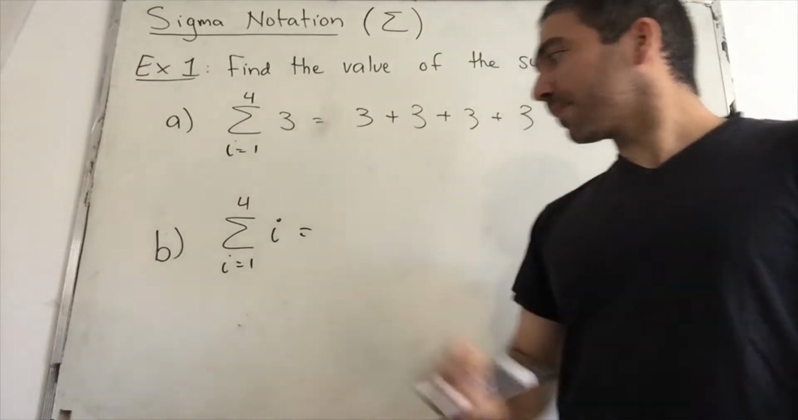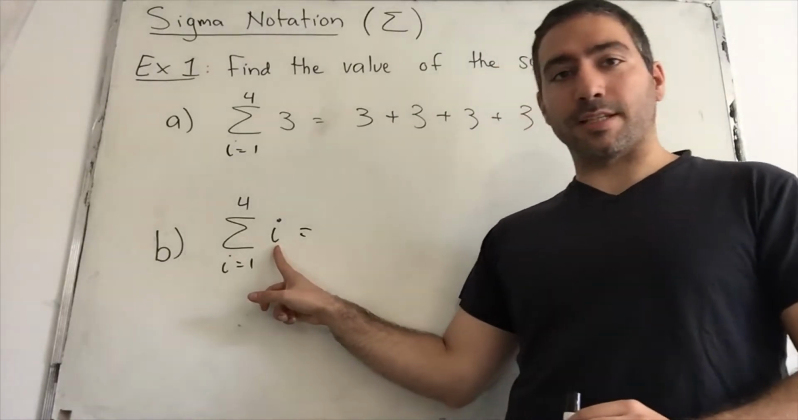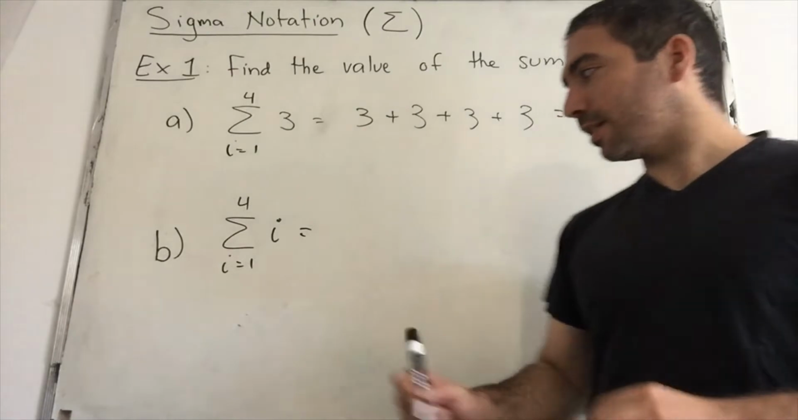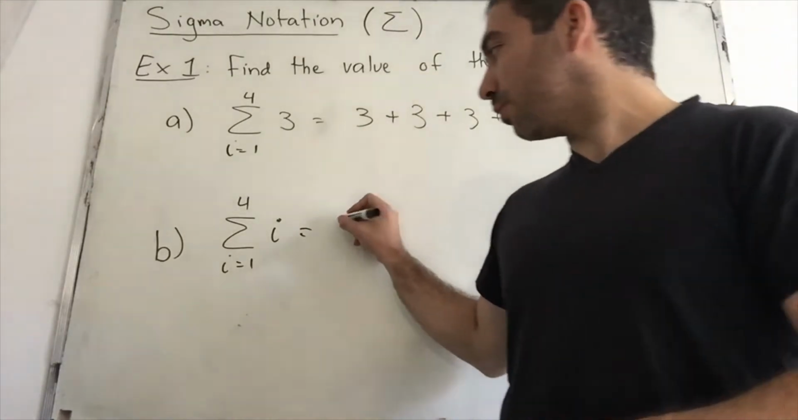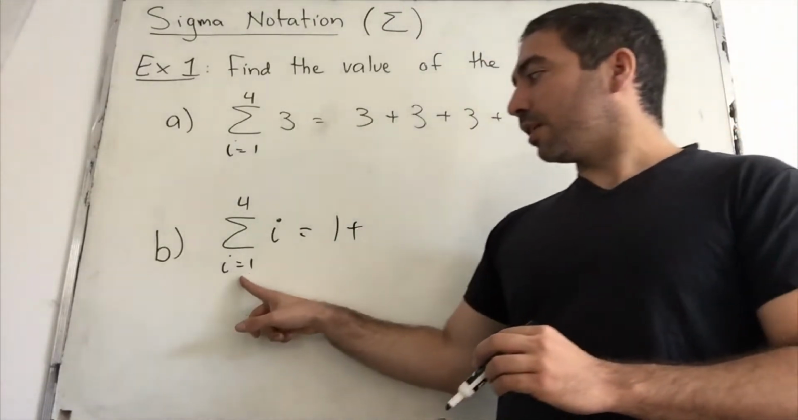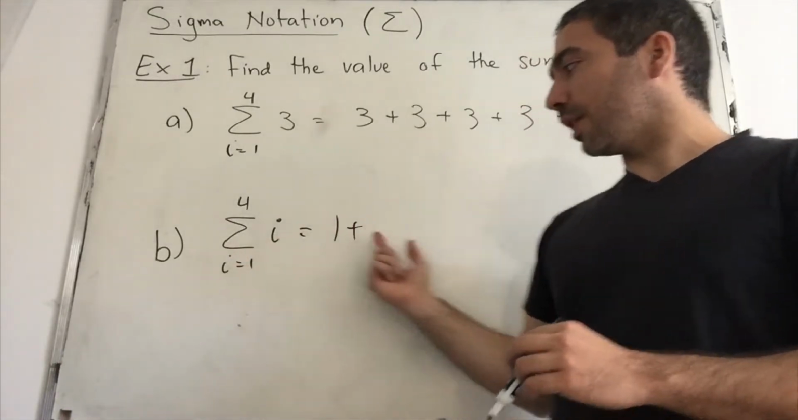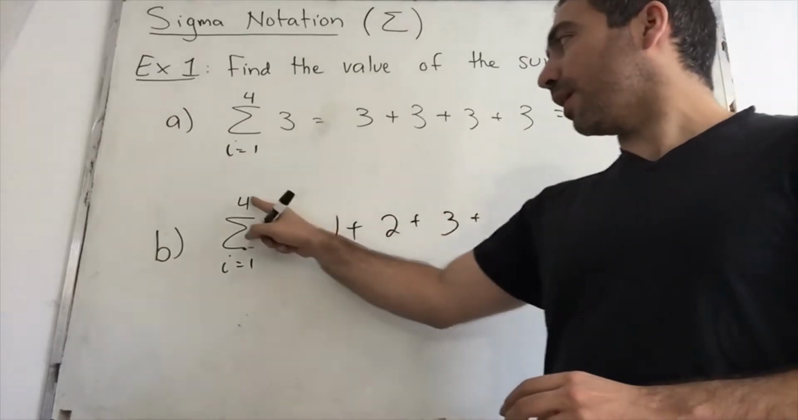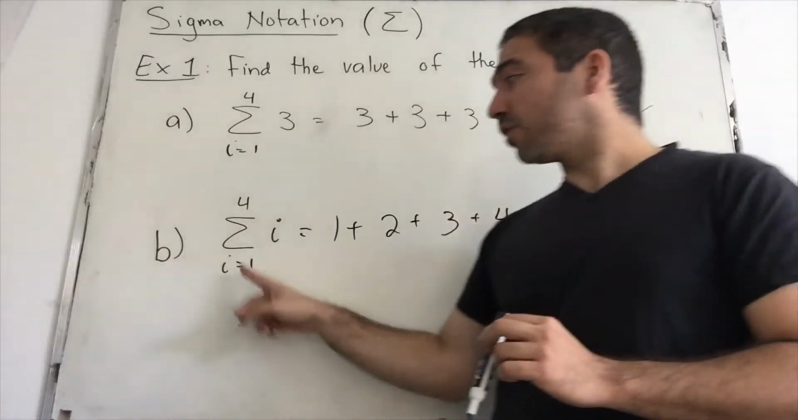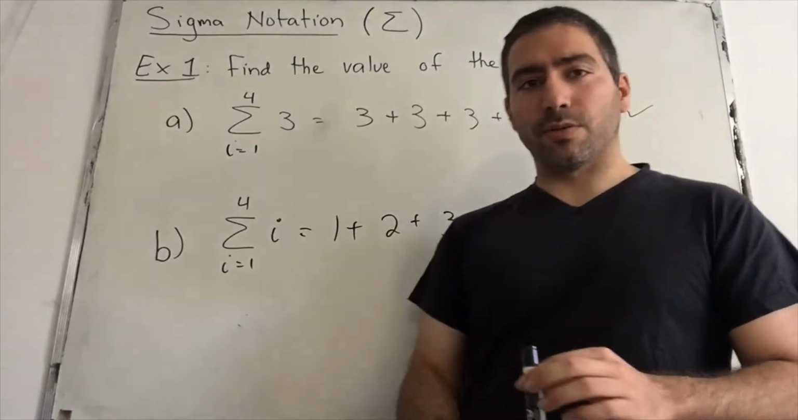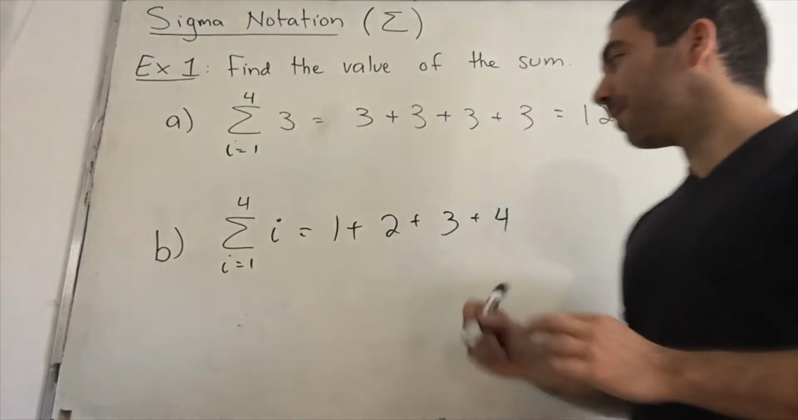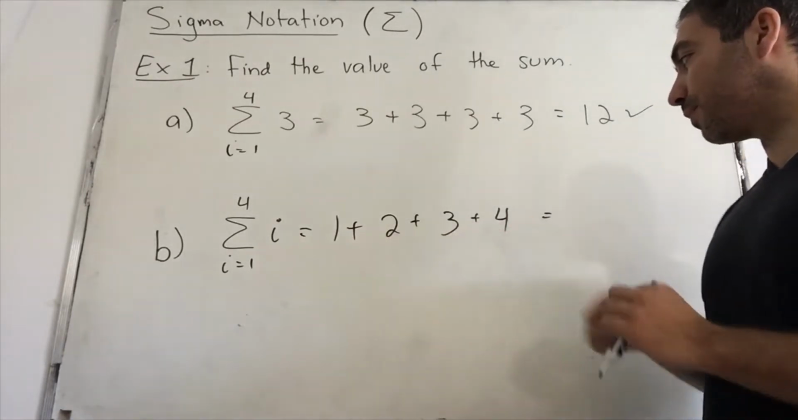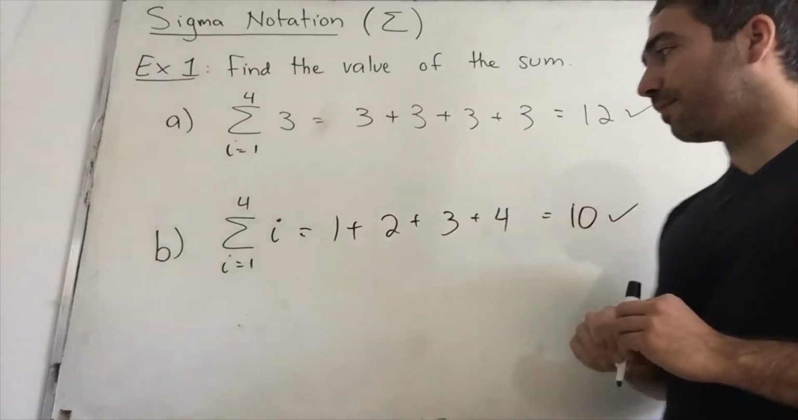Let's look at B. In B, we actually have the index i in the sum. So we have the sum from 1 to 4 of i. What is this telling us? This is saying replace your i with 1, so we'll do that, plus the next value, you increase it by 1, so the next value is going to be 2, and the next one is going to be 3, and then we're going to stop at 4. We don't have to start at 1, but it's typical to start at 1 or 0, but you can start at any value you want here. So this means 1 plus 2 plus 3 plus 4, so that's 3 plus 3 is 6, plus 4, that's 10. And that's the value of this sum.